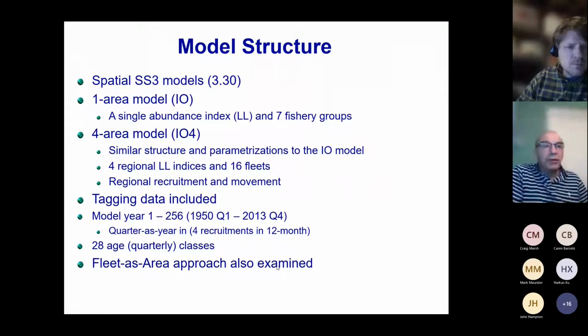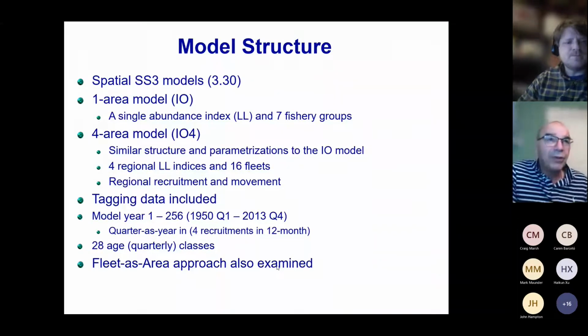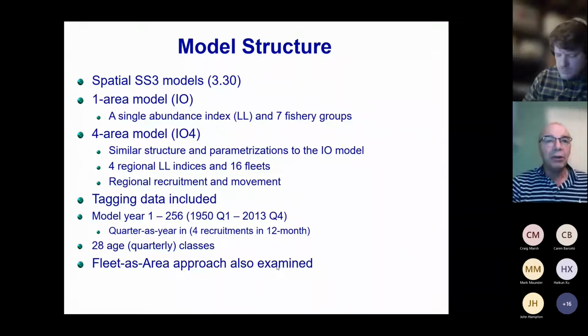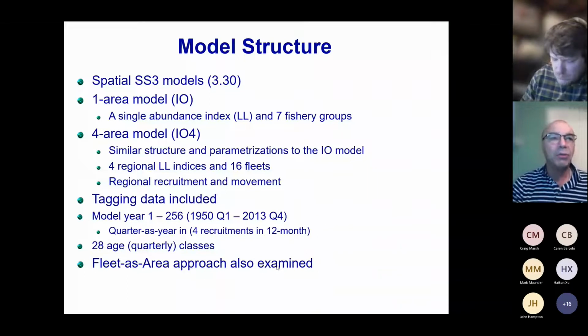In terms of our model structure, we also tackled this with a 1-area model and the 4-area model. In the 1-area model, it's treated simply as one pooled area, where we have a single abundance index from the longline and 7 fishery groups without having things broken up across areas. In the 4-area model, several of the fisheries get broken up across the areas, and we now have regional recruitment, and then with limited movement between the areas. We are not even allowing movement to occur between all the area pairs.